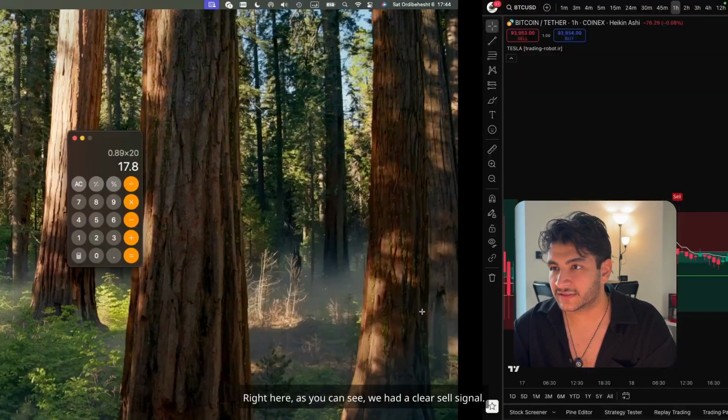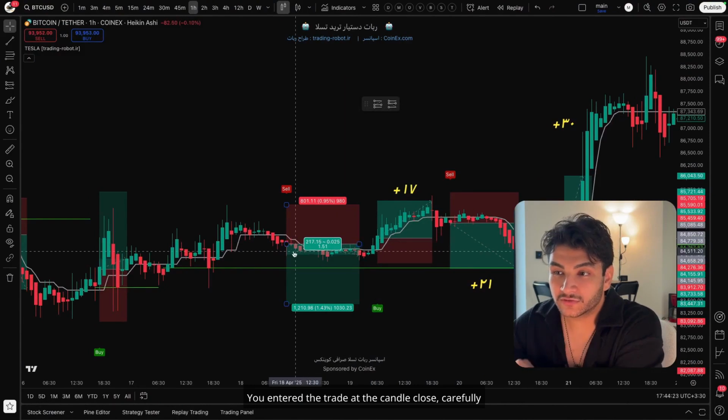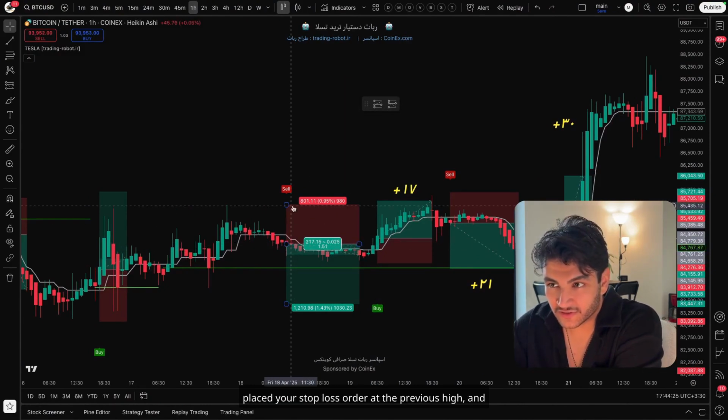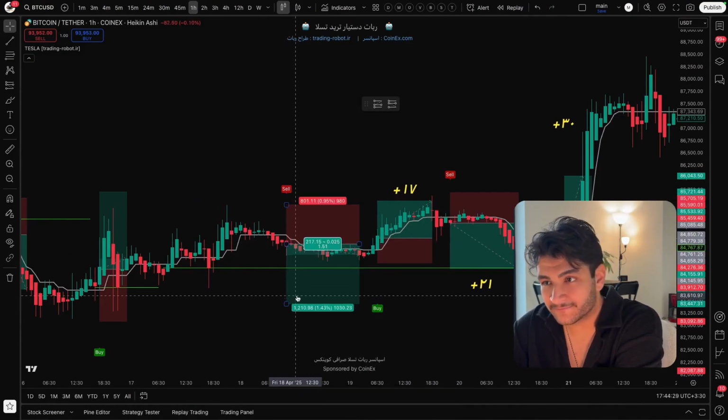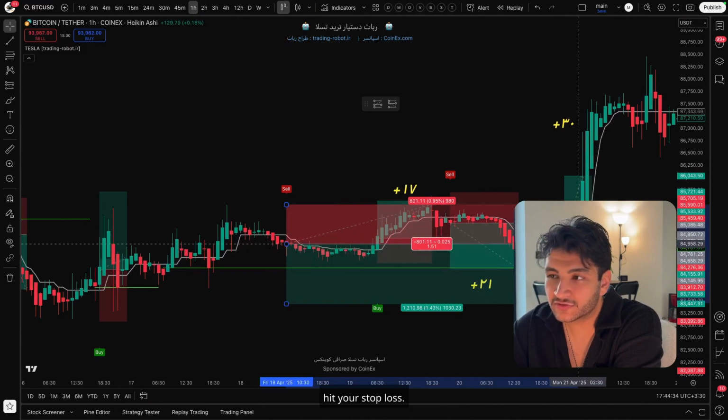Right here, as you can see, we had a clear sell signal. You entered the trade at the candle close, carefully placed your stop loss order at the previous high, and your final risk to reward ratio is 1.5. It keeps going, keeps going, keeps going, and here you hit your stop loss.